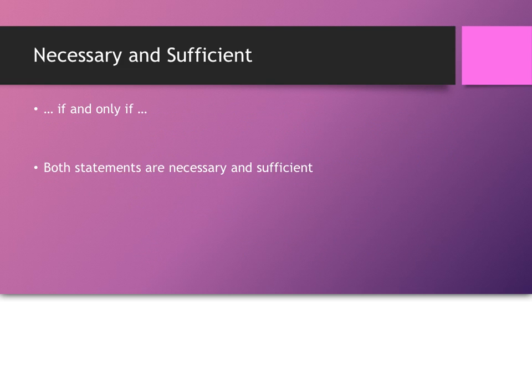Now, as far as necessary and sufficient goes, notice that in this case, both statements, since both of them can be thought of as the front part of an if-then statement, and both of them can be thought of as the back part of an if-then statement, both P and Q are necessary and sufficient. Meaning, if you have P implies and is implied by Q, then obviously the P is necessary. And also the P is sufficient.